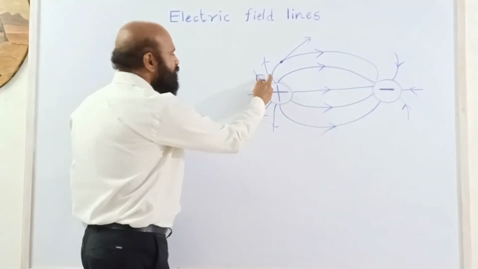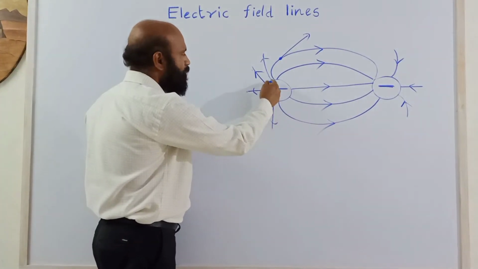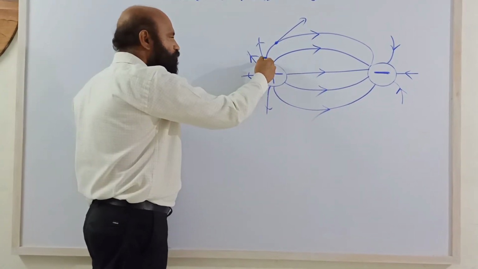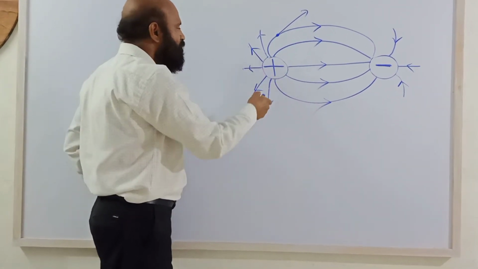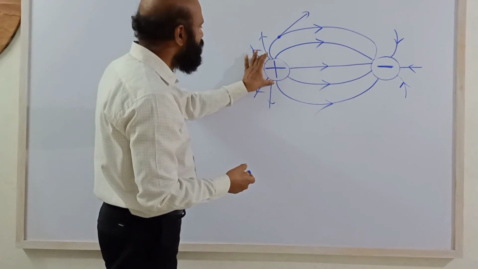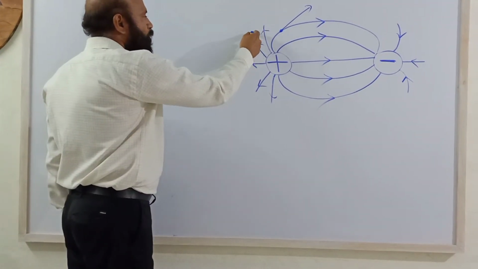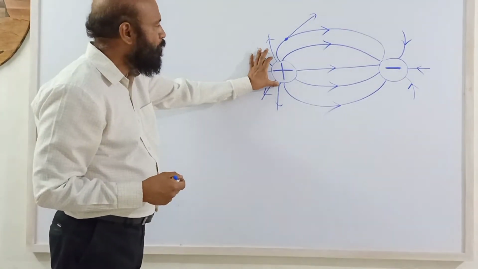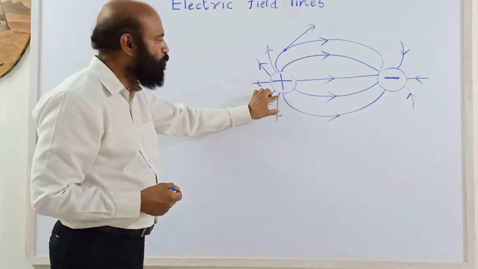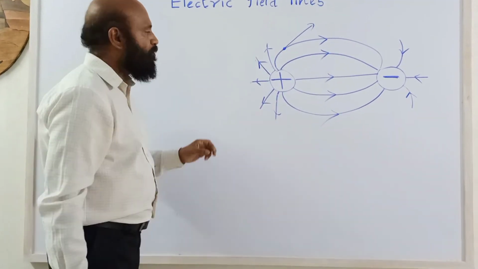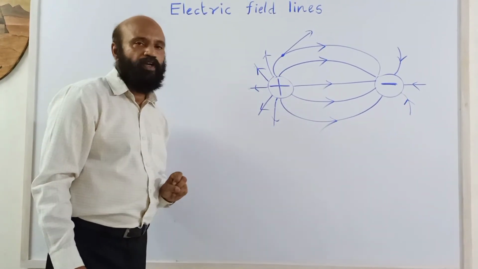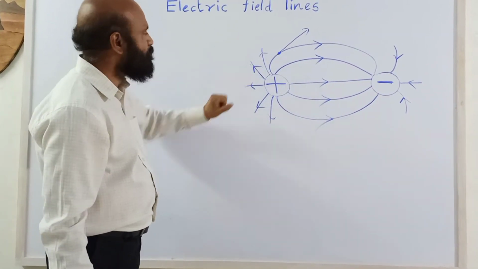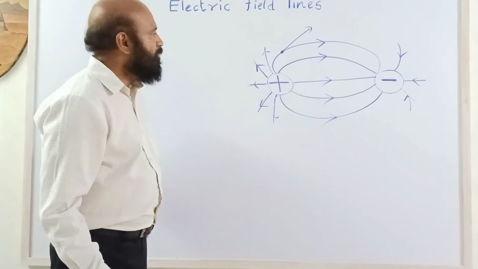Now you can see here lines are crowded near the charge. 1, 2, 3, 4, 5. I have shown 5 lines. That is in a small area. But here the same 5 lines are there. 1, 2, 3, 4, 5. But that is in a larger area. So here lines are crowded. So here field is more, here field is less. Where lines are crowded, field is more. Where lines are not crowded, field is less. That's one point.